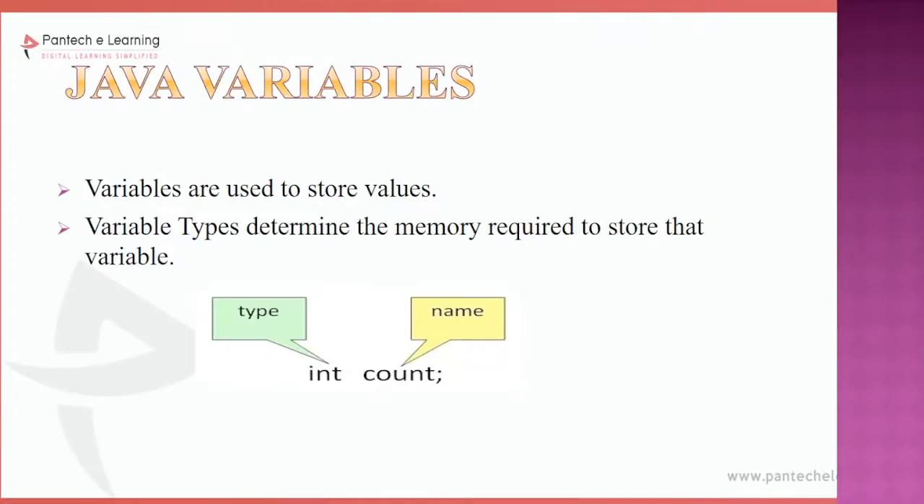Clear? So what do you mean by a variable? They are mainly used to store values. So this is the syntax for creating a variable. I have to give the data type and the corresponding variable name, and it is terminated by a semicolon. So this is the syntax for declaring a variable. Clear? So what do you mean by a variable? Mainly they are used to store values.